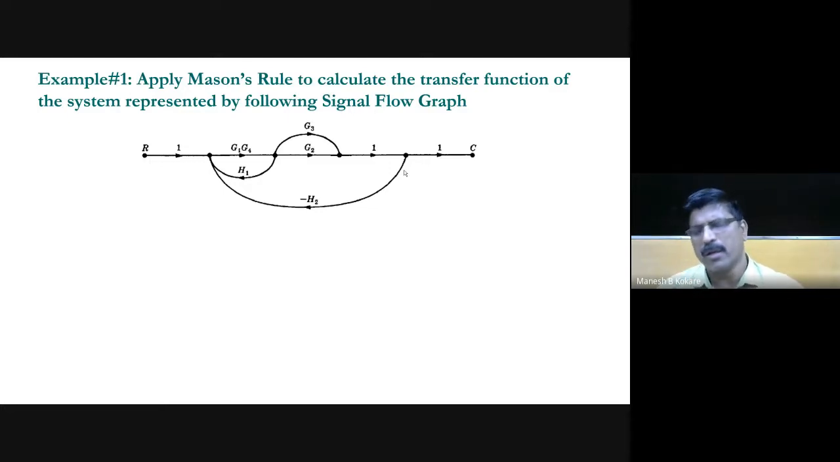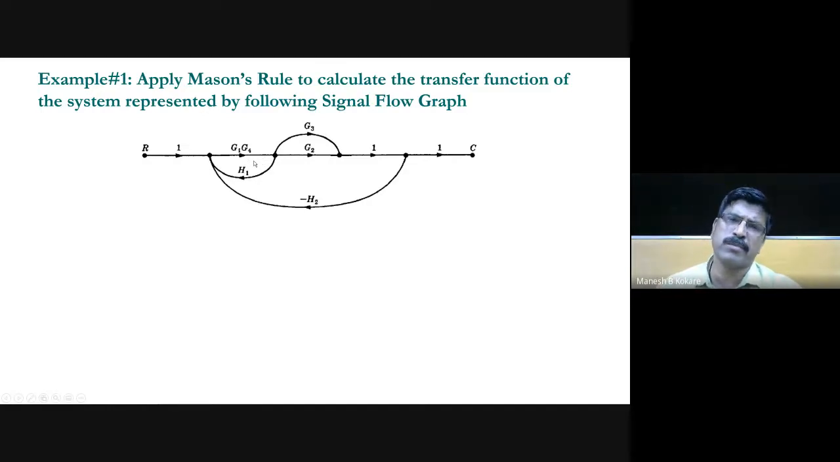Now look at this one. This is the given problem, and you have to find the overall transfer function by using Mason's gain formula or signal flow graph. Our first step is to find the gain product of forward paths. This is the first forward path, 1 into Z1, Z4 into Z2 and then into 1 into 1. So the first forward path is Z1, Z2 and Z4.